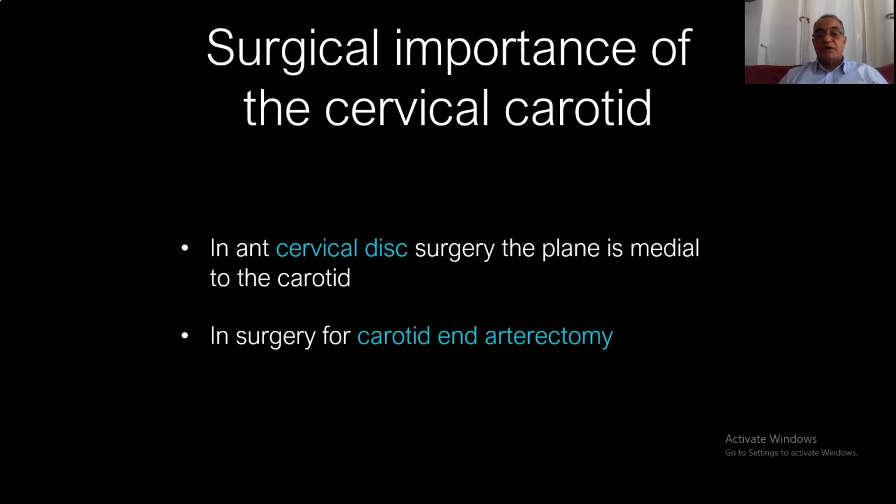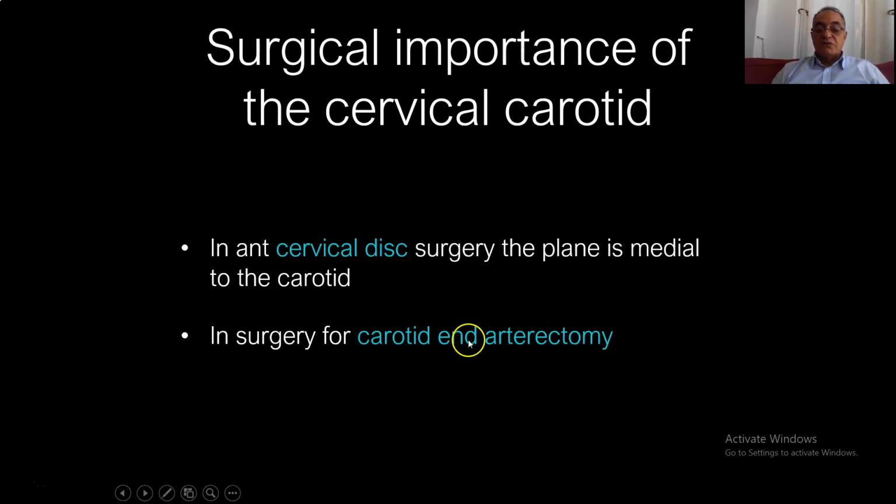Surgical importance of the cervical carotid. In anterior cervical discectomy, if you want to reach the prevertebral fascia, if you want to reach the anterior surface of the cervical vertebrae, you go medial to the carotid sheath. So the plane is medial to the carotid. When you open the skin, you go in front of the sternomastoid and you start feeling deep to it the carotid pulsation, and you go in the plane medial to this carotid pulsation.